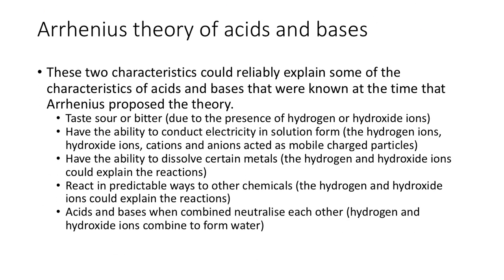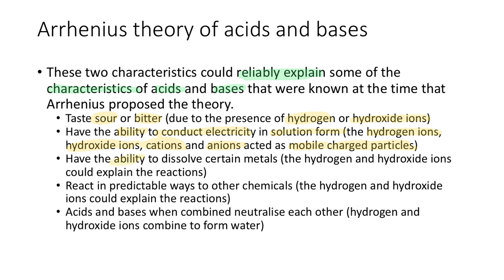These two characteristics could reliably explain some of the characteristics of acids and bases, as were known at the time when Arrhenius proposed the theory. If things taste sour or bitter, that's because they have hydrogen or hydroxide ions in them. Those are the things that make them taste like that. They have the ability to conduct electricity in solution form. That's because they've got hydrogen ions and anions, the negative ions of the acid, and hydroxide ions and cations, to act as mobile charged particles. Those ions in solution acted as mobile charged particles.